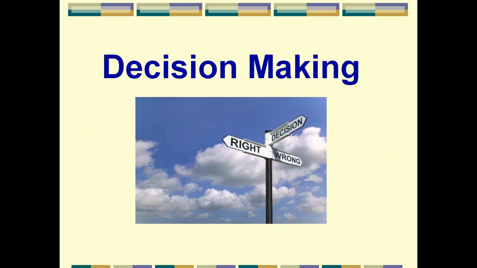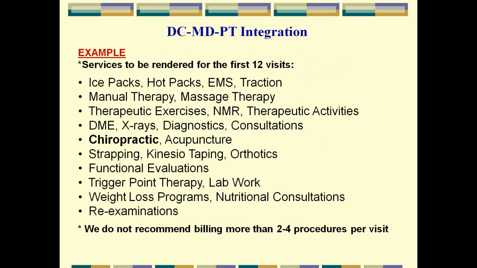Now, when it comes to decision making, so you did a history on a patient, you did an exam, took x-rays, now what? This is part of decision making. This is a key component when billing new patient codes. What are you going to do? Here are some of the choices. You may do ice, heat, EMS, traction, manual therapy, massage therapy, therapeutic exercises, neuromuscular reeducation, therapeutic activities.